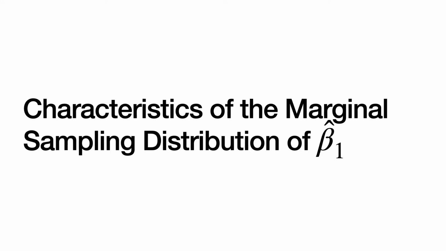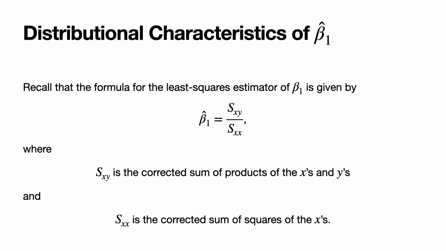So let's first look at characteristics of the marginal sampling distribution of beta 1 hat. Recall that the formula for the least squares estimator of beta 1 is given by beta 1 hat equal to s sub xy divided by s sub xx, where s sub xy is the corrected sum of products of the x's and the y's, and s sub xx is the corrected sum of squares of the x's.